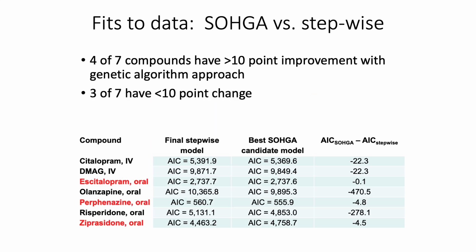And 3 of 7 had less than a 10-point change. These were the oral citalopram, pirfenidone, and the ziprasidone. They're all pretty close to each other. And so none were worse, at least in this set of 7.